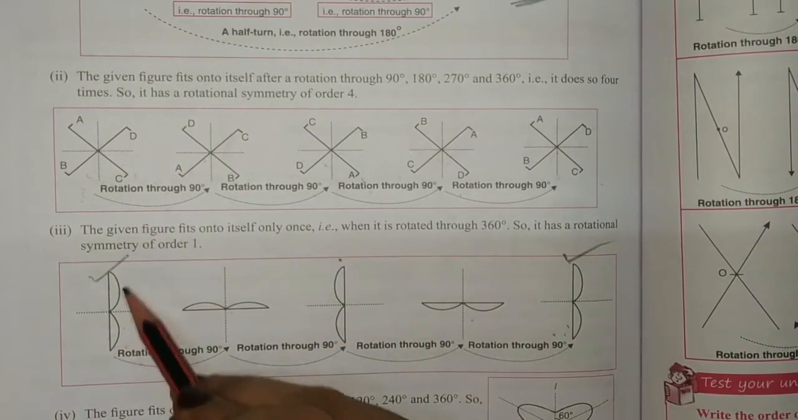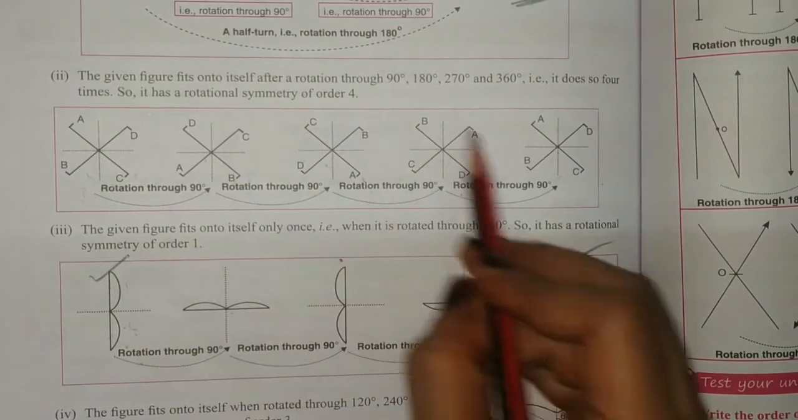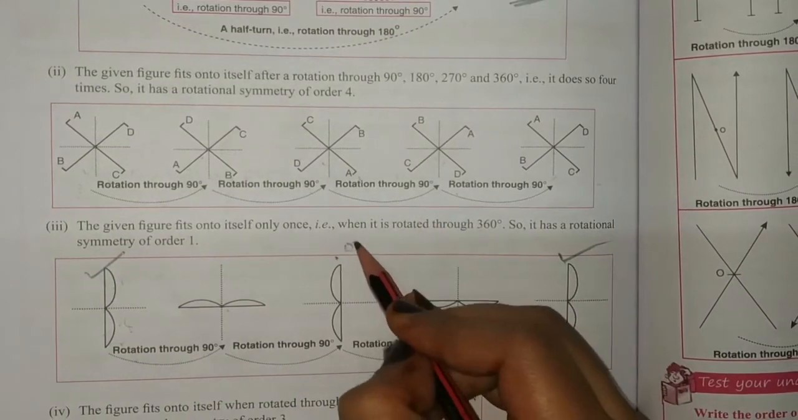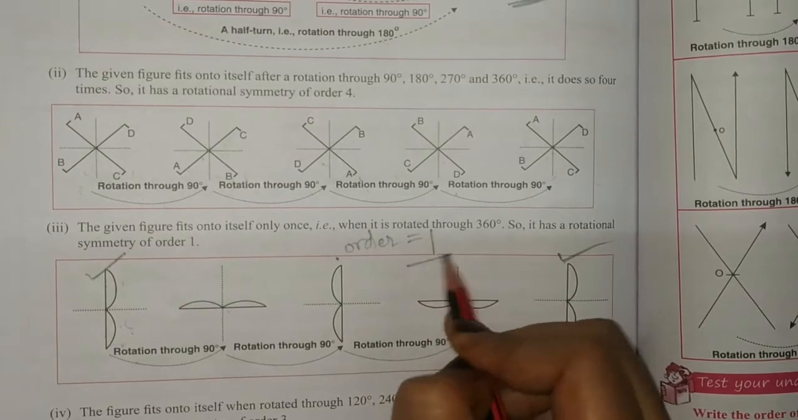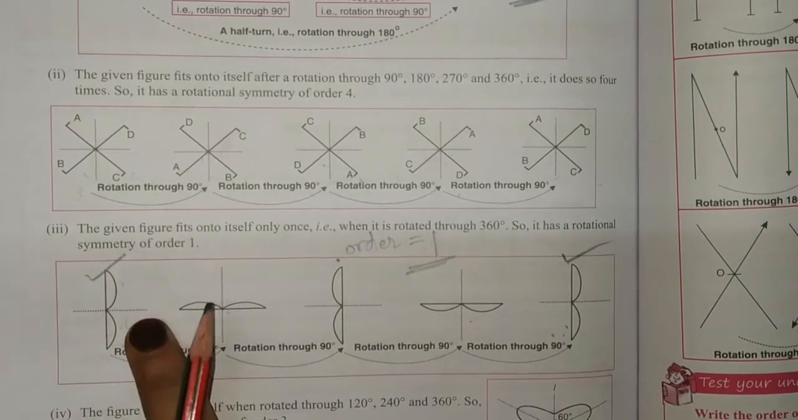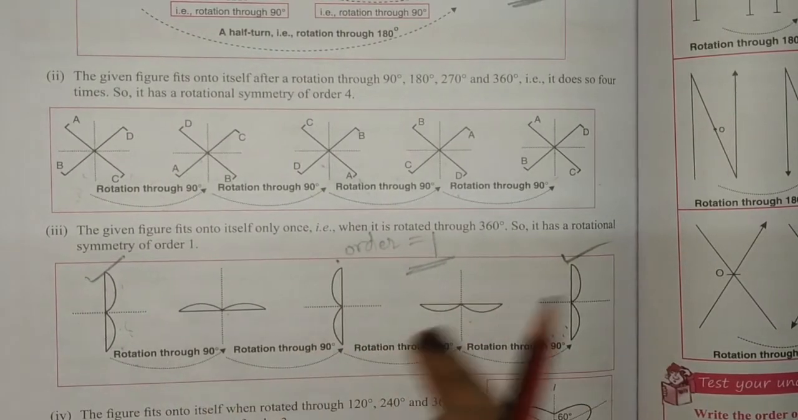Look here, this is the original shape. And it reaches back to the original shape after a 360 degree full turn. That means the order is 1. Order of rotational symmetry is 1. Order defines how many times the figure looks like the original for the center of rotation.